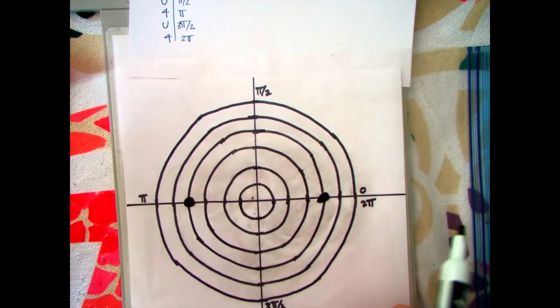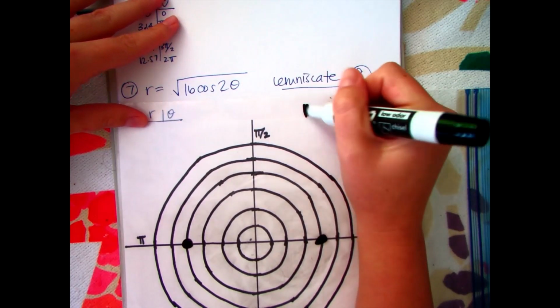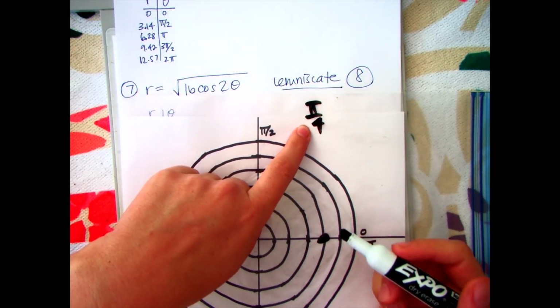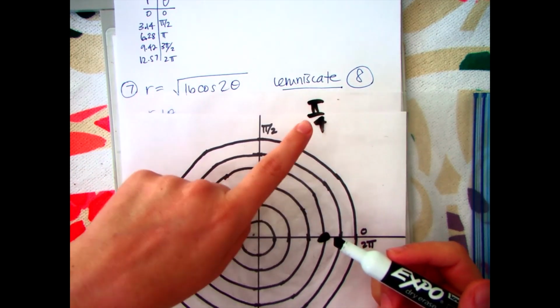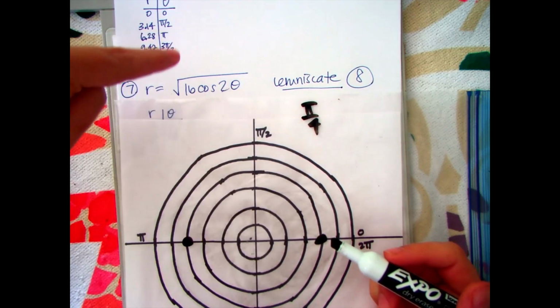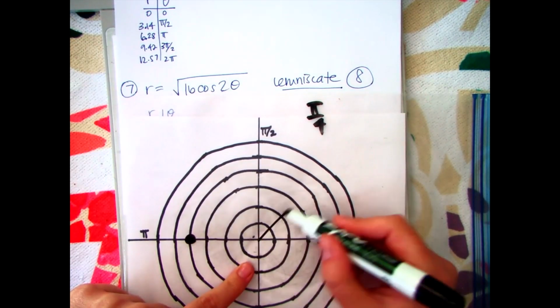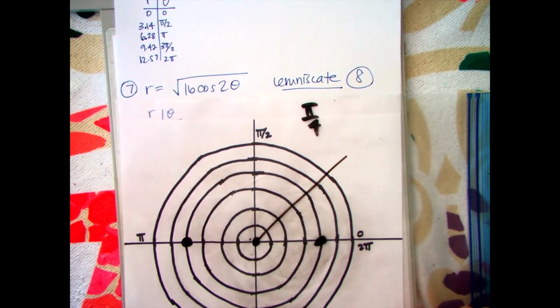If we plug in pi over 4 here, it's 2 times pi over 4, that's pi over 2. What's the x-coordinate of pi over 2? It's 0. Times 16 is 0. What's the square root of 0? It's 0. So pi over 4 is here. So was that necessarily helpful?